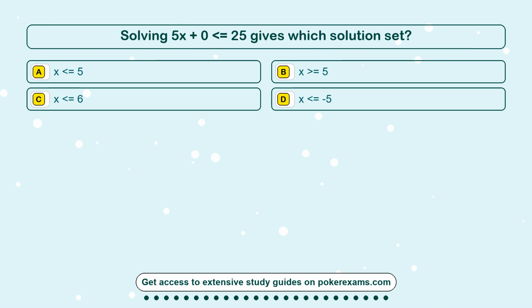Question 10. Solving 5x plus 0 equals 25 gives which solution set? Option A x equals 5. Option B x equals 5. Option C x equals 6. Option D x equals minus 5.